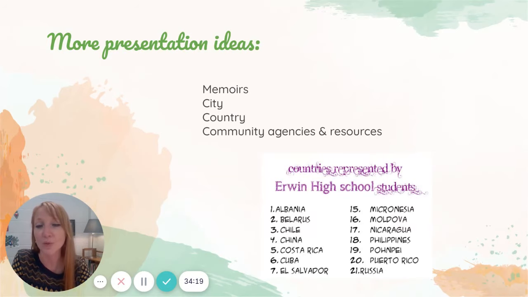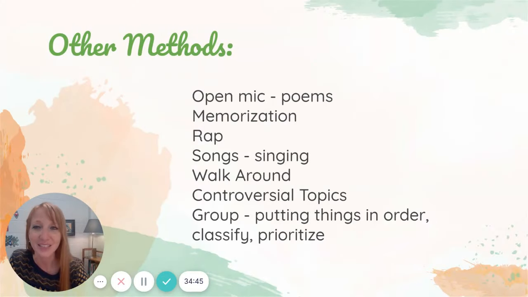People can choose to research a city or a country. One year, I noticed that the students didn't know about the community agencies and resources that were available, and so we researched and presented that. It was powerful. It was great. If you're going to do countries, it's nice to collect a list of countries that your students come from and have them choose countries that are not their own to research and present.